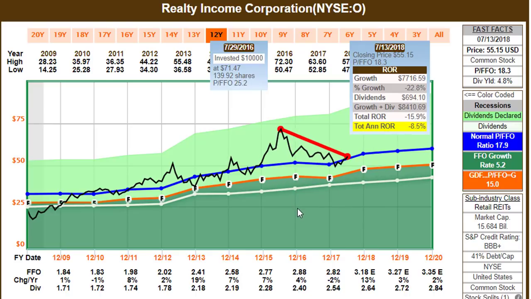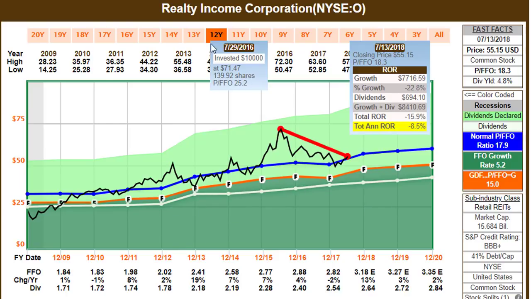When you have a company, whether it's a regular corporation or a REIT like we have here, that's this overvalued, as Realty Income was in July of 2016, you really are vulnerable to any bad news. This was not catastrophic news, probably related to rising interest rates, etc., but we did see a very strong correction in the stock. Anyway, the company has a great dividend record.